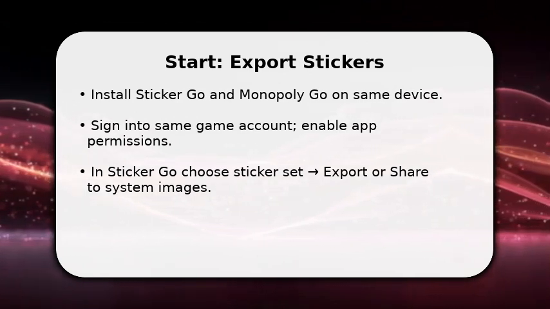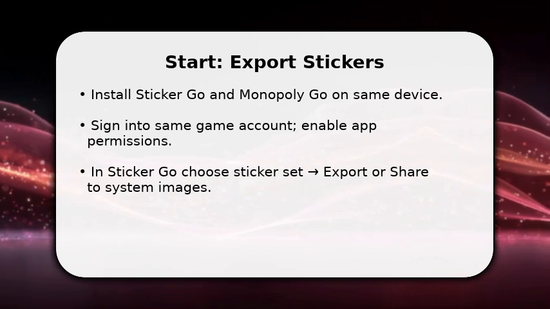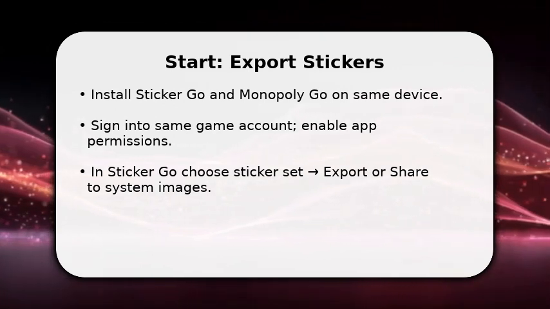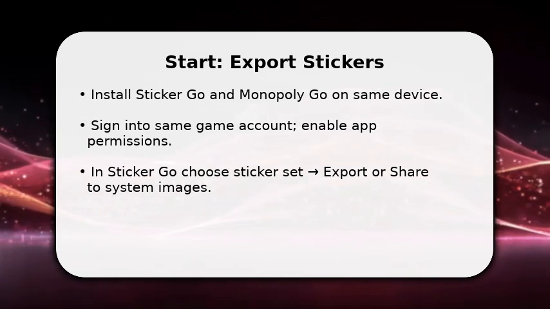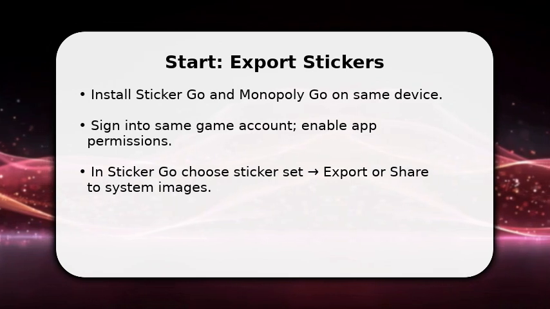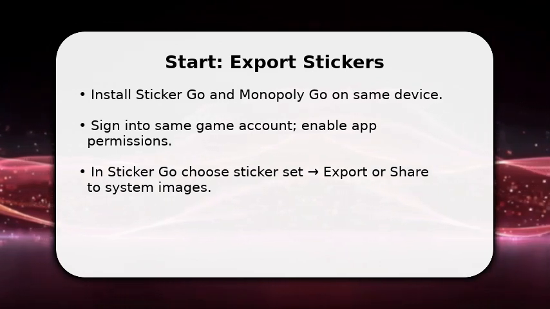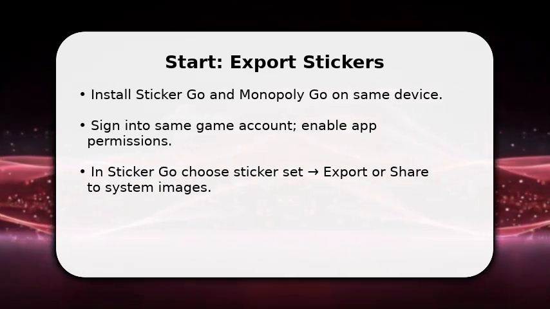Once signed in, locate the Share or Export option within Sticker Go. This is the gateway. Make sure the sticker set is selected, then tap Export to local images or to the app share sheet, because Monopoly Go only accepts images via the system share.